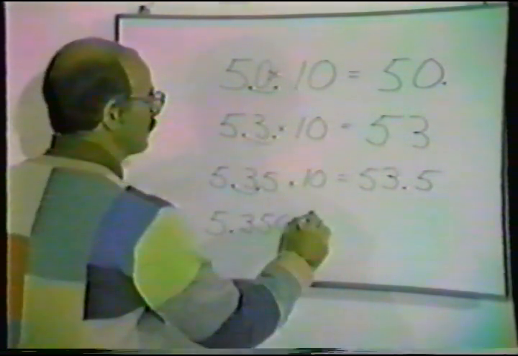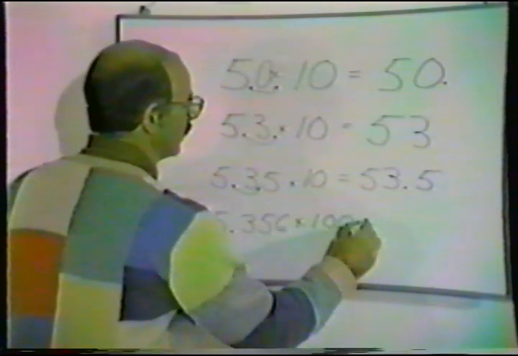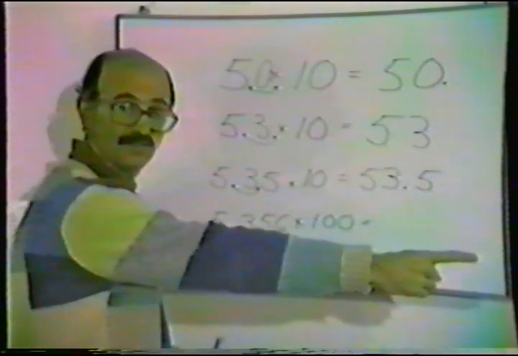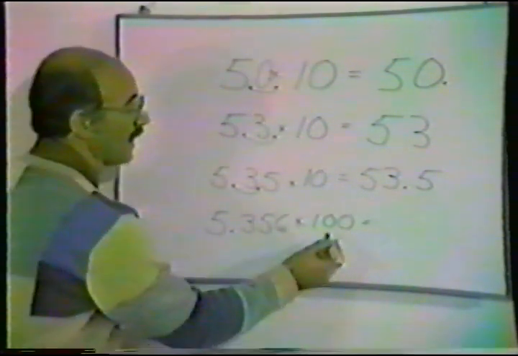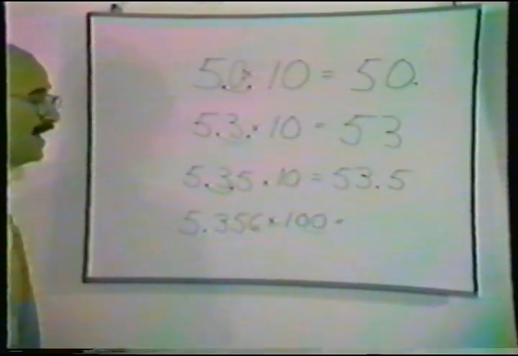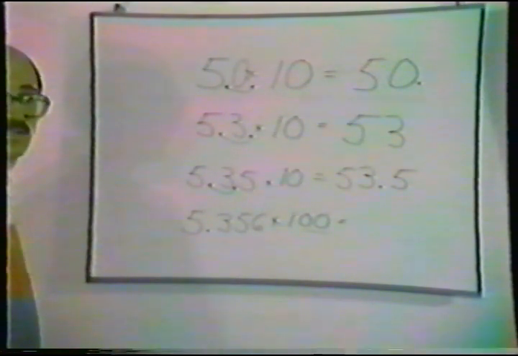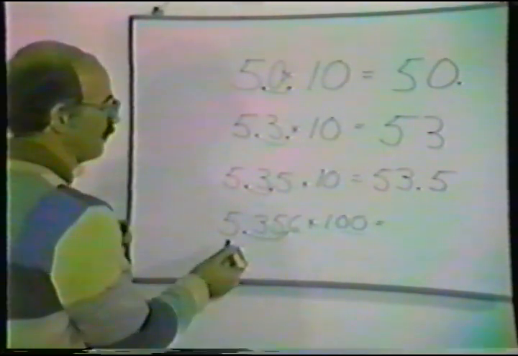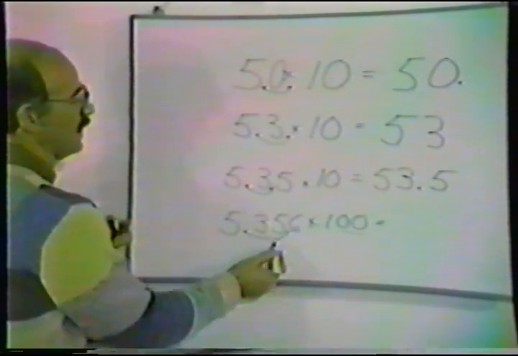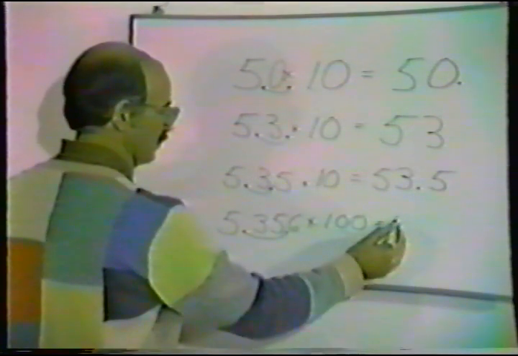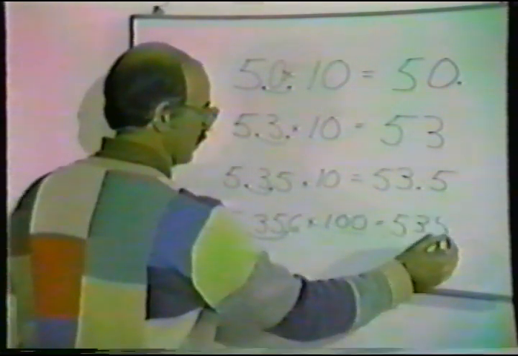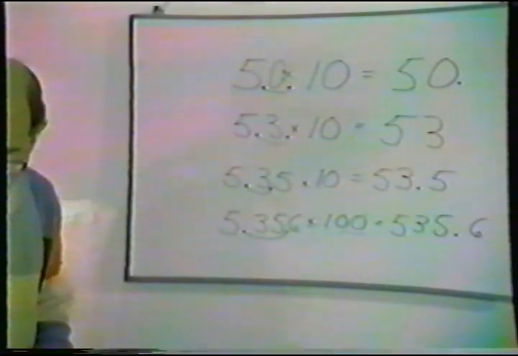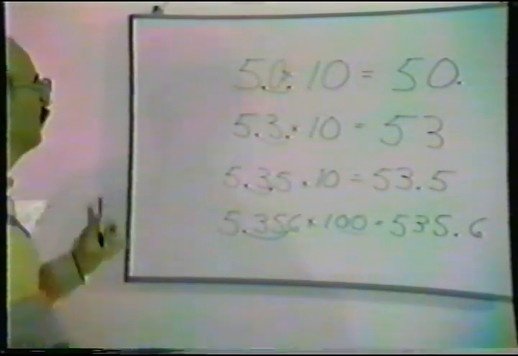5.356 times 100. I'm multiplying, so I move it to the right. I'm multiplying by 100. So how many places do I go? 2 places to the right. Please read me what the answer will be. 535 and 6/10. Yes. Let's do a few more.